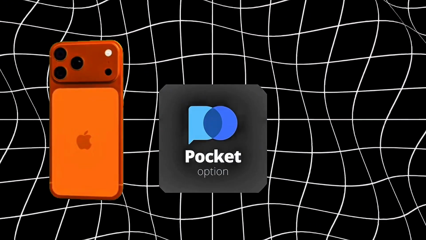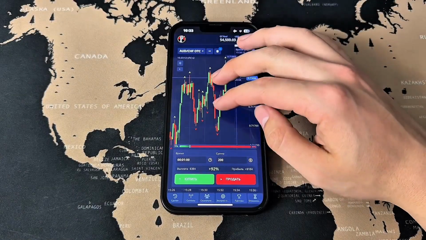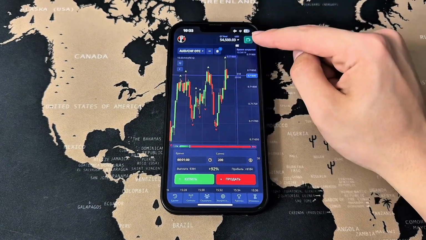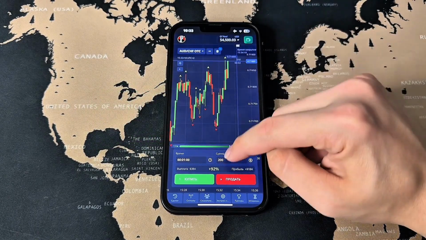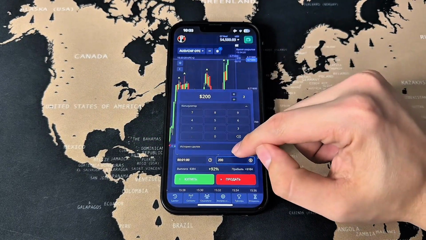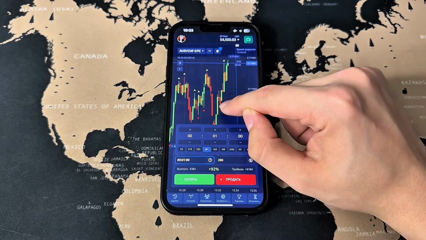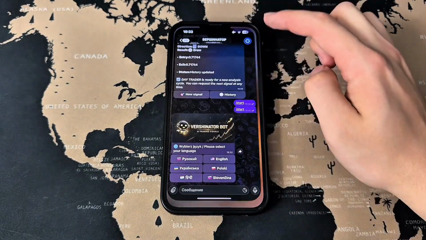Let's go. So all we need is just a phone, trading, and of course a neural network. Let's open the trading app and take a look. Here's the chart we have today. Our balance today is $54,500, so that's what we'll start with. I'll be opening trades for $200 each, and each trade will be for 1 minute. So let's go to our neural network and give it a try.